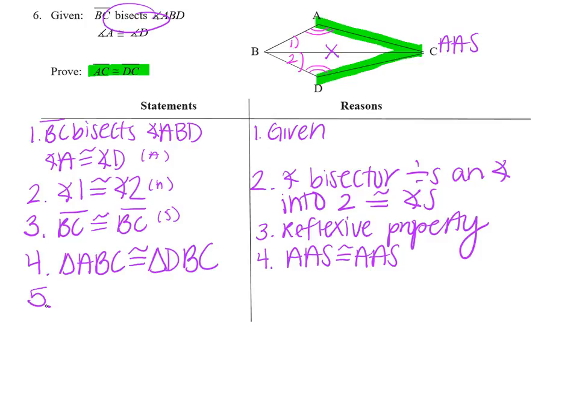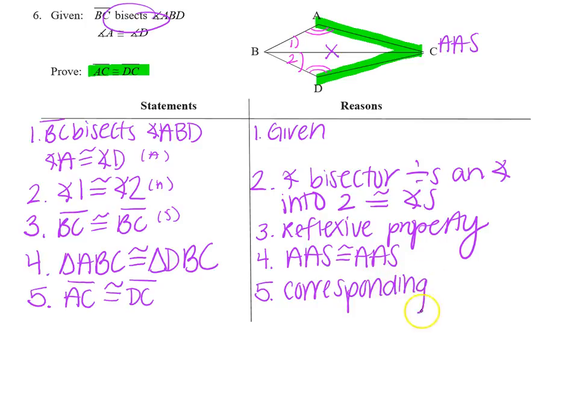Now that I have the triangles congruent, I can say that AC must then be congruent to DC. And that's because corresponding parts of congruent triangles are congruent.